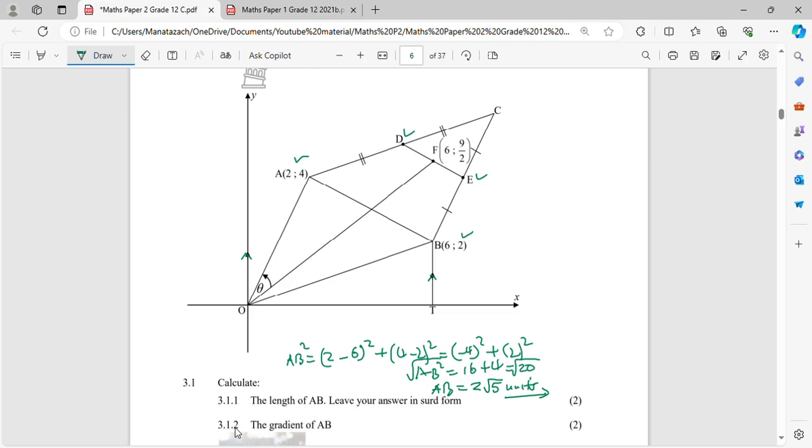So the second question is calculate the gradient of AB. For the same line, we'll get the gradient. So the gradient is m_AB. That will be y_A minus y_B divided by x_A minus x_B. y_A is 4, y_B is 2, x_A is 2, x_B is 6. So this will give us 4 minus 2 is 2, 2 minus 6 is minus 4. The answer is minus 1 over 2.